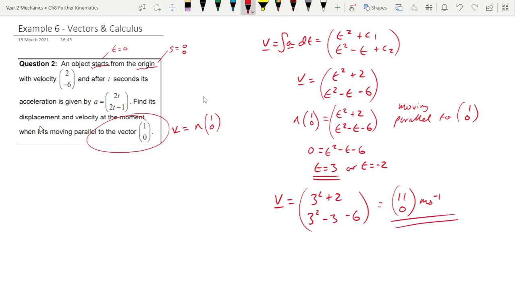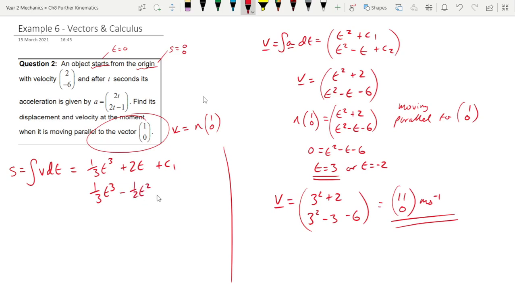We've also then got to do the same thing but for the displacement and find at this point in time, so at t equals 3, what is its displacement? So to find its displacement, we can integrate the velocity. So when I integrate the velocity, where is it? There it is. I will get a third t cubed plus 2t plus a constant. Now on the bottom, I'll get a third t cubed minus half t squared minus 6t plus a different constant.